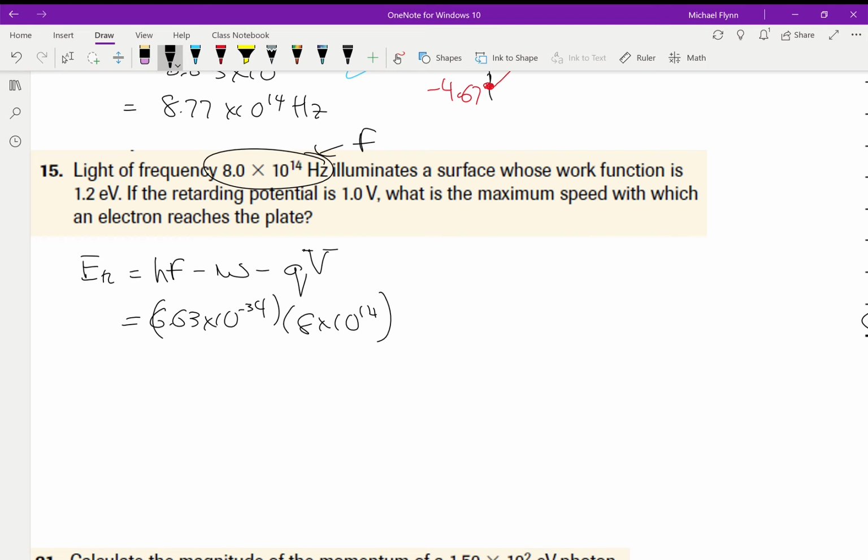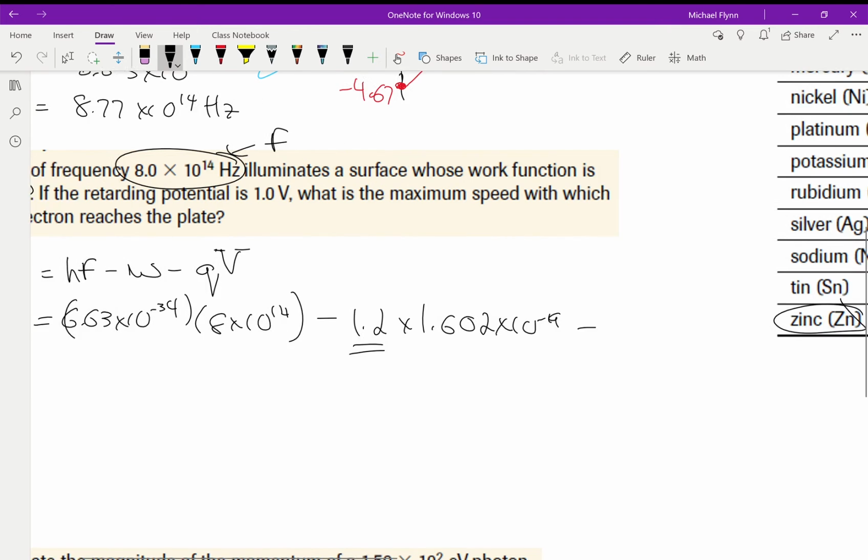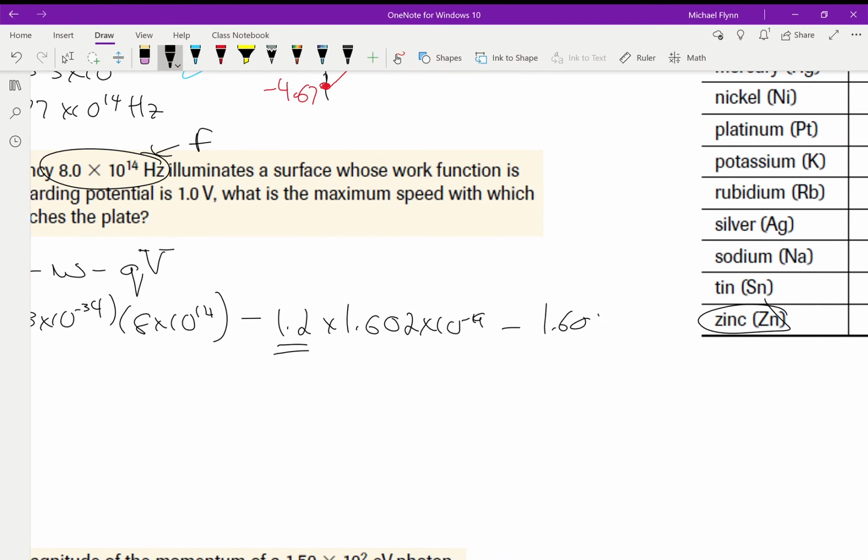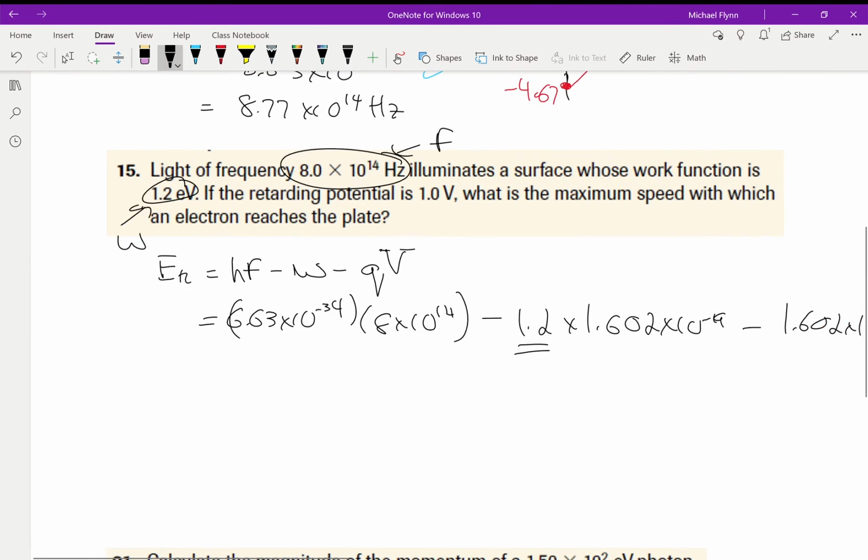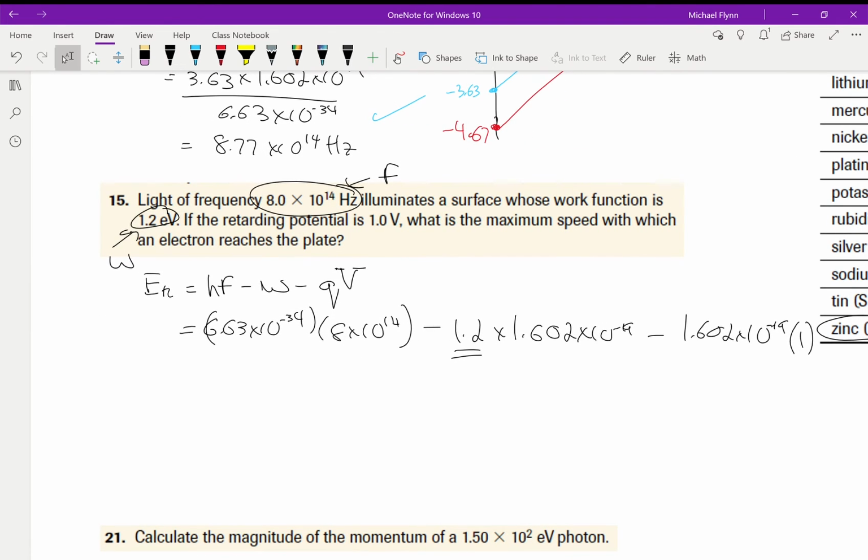Okay. This is W, but W we're going to have to convert to joules by multiplying by the charge on the electron. So that's W there, but then we have to multiply it to convert it to joules. And then we're going to minus 1.602 times 10 to the negative 19. That's the charge on the electron q times 1. Okay, and it says, what is the maximum speed.